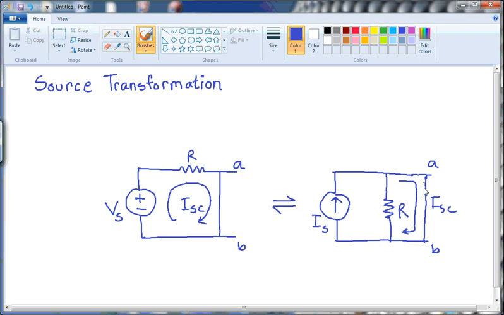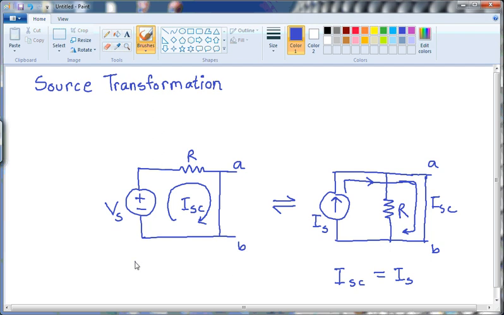Now as you know, if I short the two nodes of a resistor, the resistor will actually have no impact on that circuit anymore. So this current Is will now completely flow through this short path, and no current will flow through this R anymore. So I short circuit is simply equal to Is.